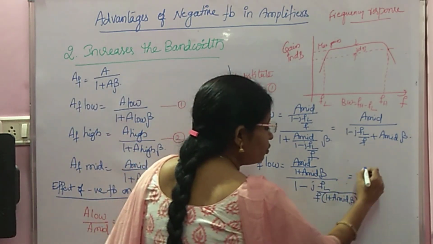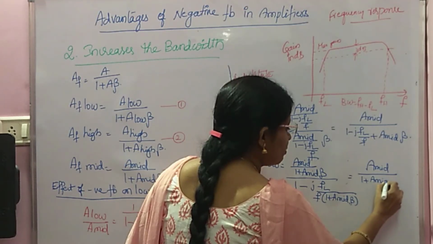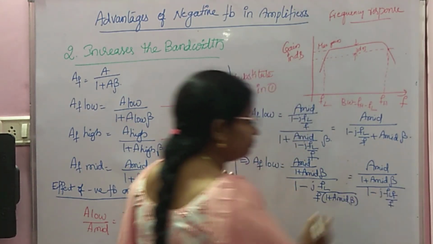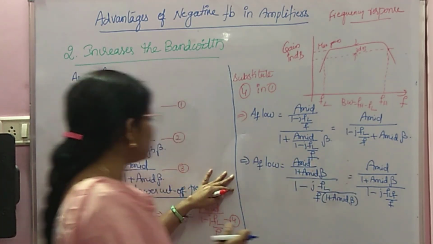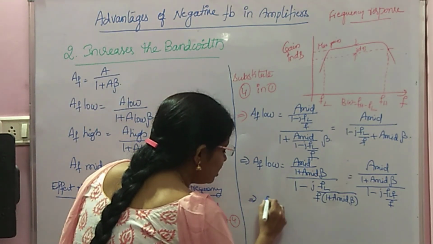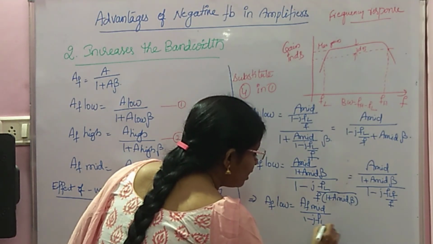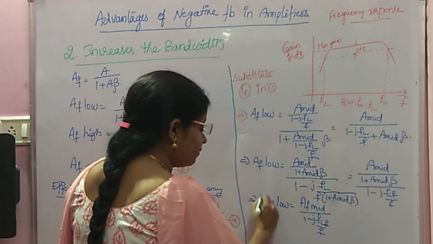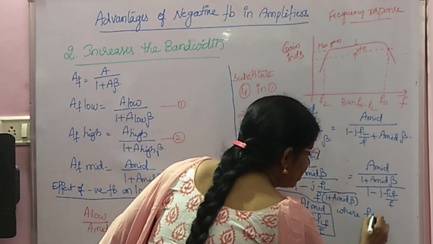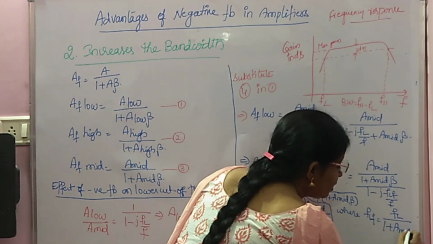So now you can write it as A mid by 1 plus A mid beta divided by 1 minus J FL by F. What is A mid by 1 plus A mid beta? See equation number 3. A mid by 1 plus A mid beta is nothing but AF mid. So, totally AF low is equal to AF mid by 1 minus J FLF by F, where FLF is equal to FL by 1 plus A mid beta.